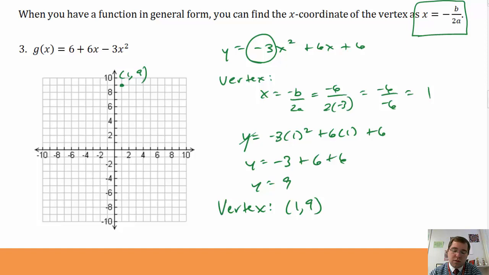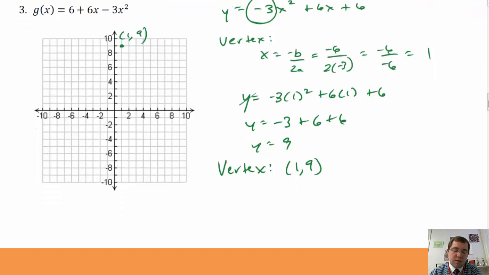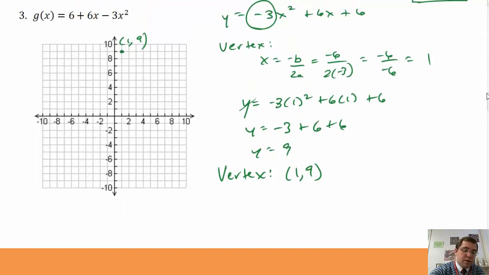If x is 2, then I plug 2 into my original equation, and I'll have y equals negative 3 times 2 squared plus 6 times 2 plus 6. So if I work that out, 2 squared is 4. 4 times negative 3 is negative 12. 6 times 2 is positive 12. So that becomes negative 12 plus 12, and that's 0 plus 6, and I get 6. So when x is 2, y is 6. By symmetry, when x is 0, y is also 6.